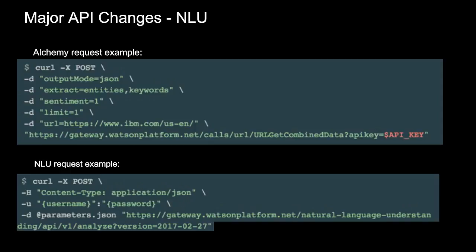Here's an example of an Alchemy versus NLU request. As you can see, the key values in the POST request have been moved to a JSON structure within the NLU request, where you can pass in the feature requests individually. The authentication mechanism has changed. We no longer use an API key. There are user and password credentials you will have access to in the IBM Cloud once you provision an NLU instance. Then you just have to pass those credentials in your request.